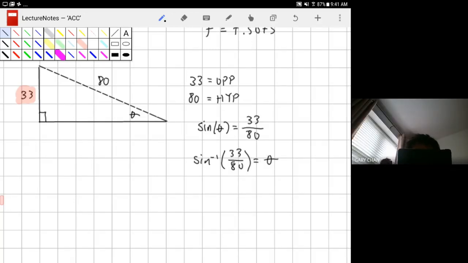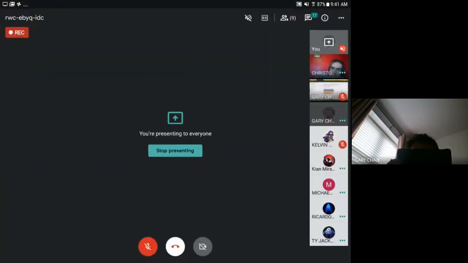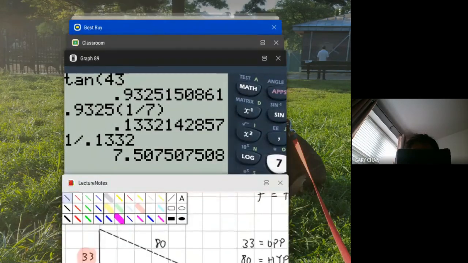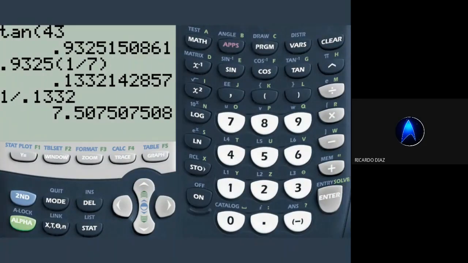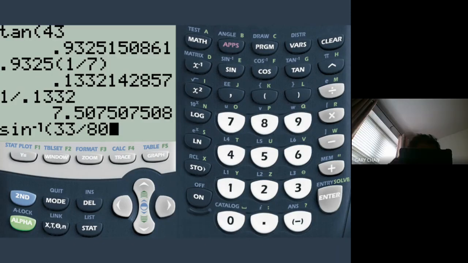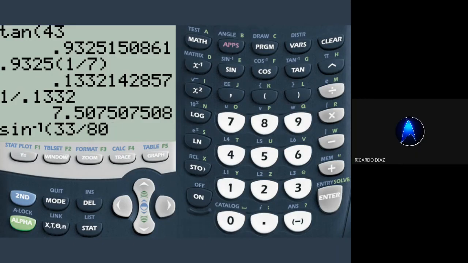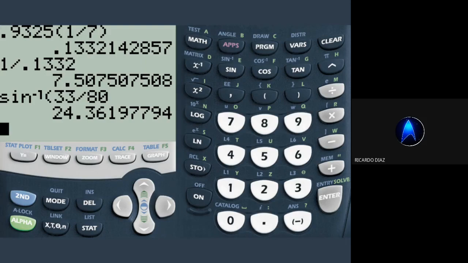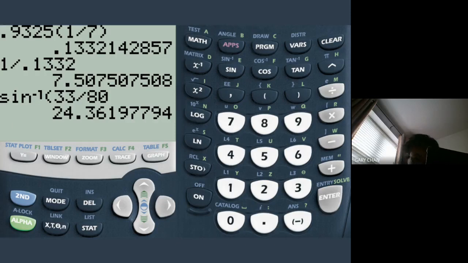So again, we're going to just punch that into the calculator. Arc sine of 33 over 80. Whoops, not this. Mr. Chan, is it true that the result of an exponent can never be negative? Say that one more time. Is it true that the result of an exponent can never be negative? The result of an exponential equation can never be negative? Yeah. That's not necessarily true. I mean, it depends on what the setup of the exponential equation is.